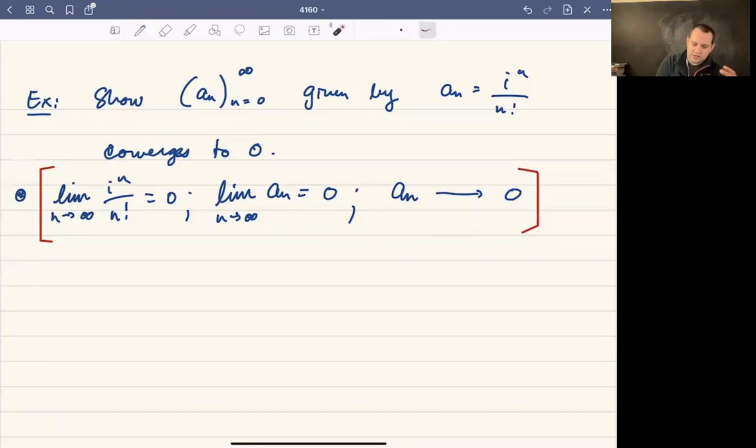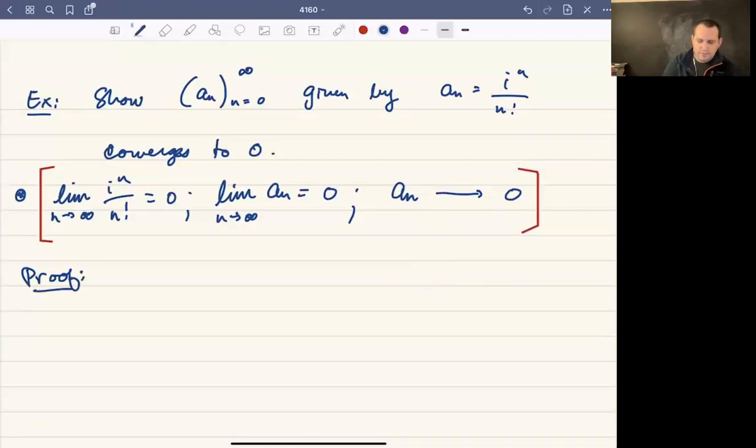Or there's this other notation, a sub n goes to 0. This is just a nice succinct way to write that the limit of a sub n is 0 as n goes to infinity. Here it's clear that since we're talking about a sequence, we're worried about the behavior as little n goes to infinity, and that's going to go to 0 as little n gets large. So that's the idea. And so what we're going to do for our proof is the following.